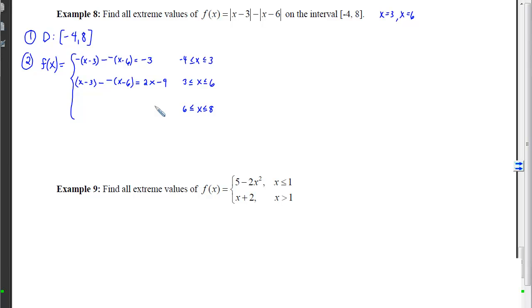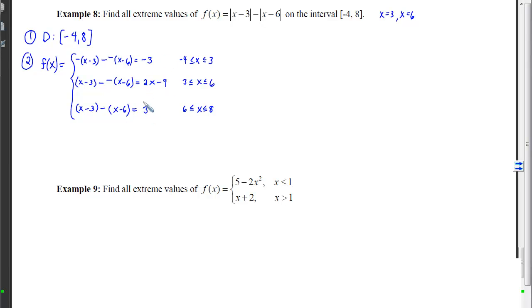For my final branch, say at 7, we can see that this will be positive, so the absolute value will leave it alone. And I can see that this will be positive as well, so the absolute value will again leave it alone. If I simplify this now, I have x minus x is no x's, and I have a negative 3 plus a 6 is a positive 3.